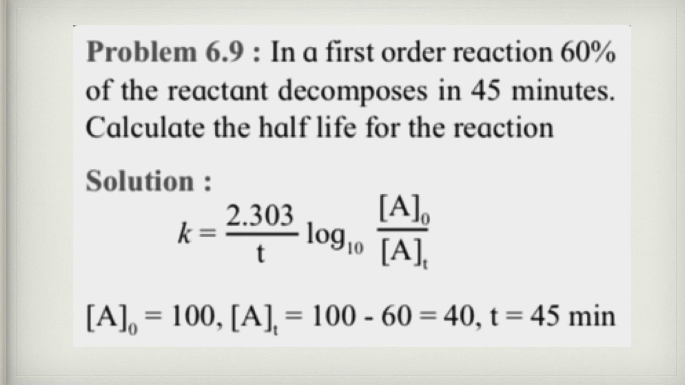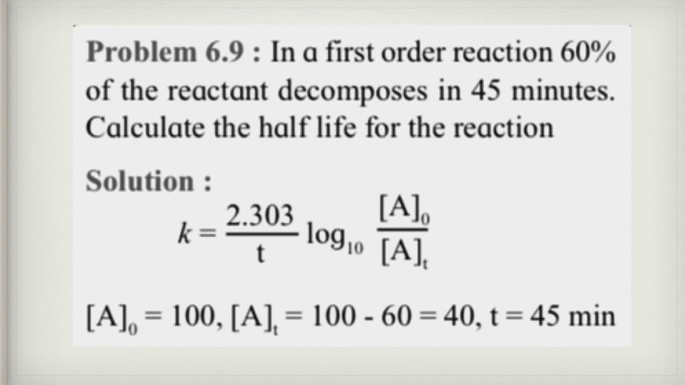Please understand, this is a normal mistake which is seen. If it is given as 80% of the reactant decomposed, we just have to write down that A naught will be 100 and A will be equal to 100 minus 80, that is equal to 20. So always remember this, whatever reactant is unreacted should be taken as the final concentration. Over here it is 60%, so initial will be 100 and the final will be 100 minus 60, that is equal to 40.